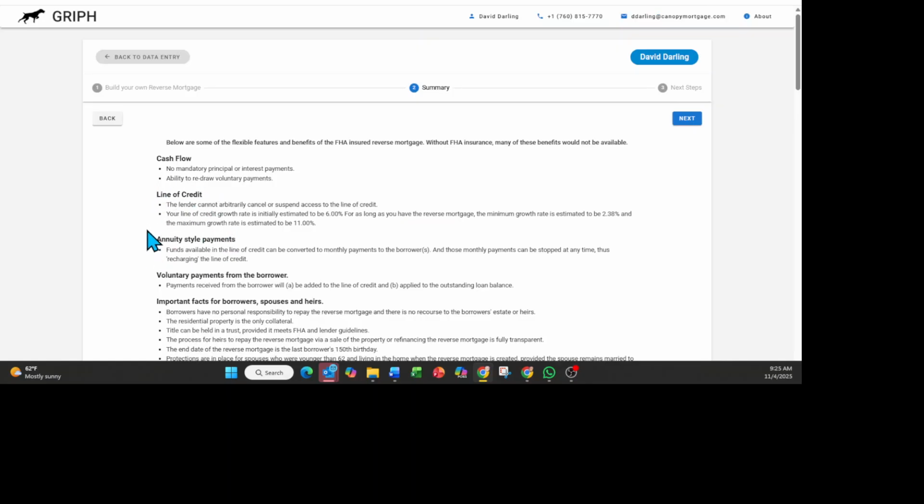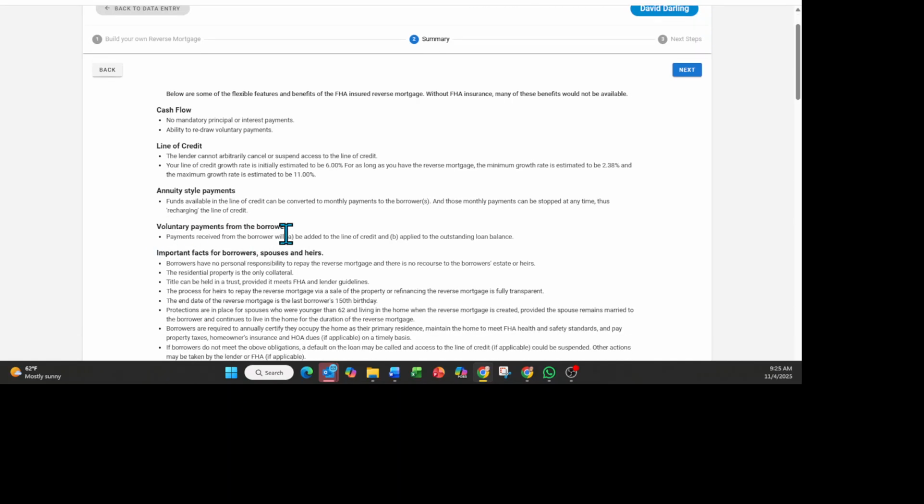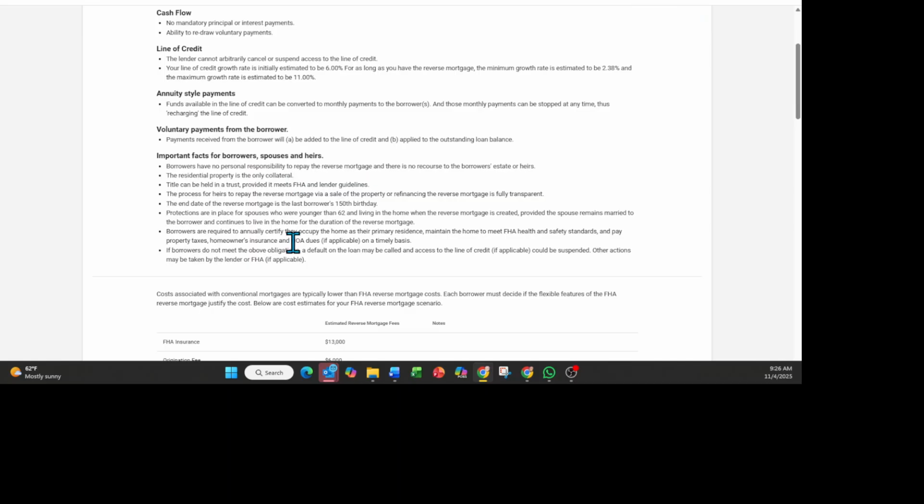It's easy to receive, stop, and start annuity-style payments without major penalties at all. Making a change will cost you $20, that's it. And the positive impact you get from voluntary payments from a reverse mortgage, as well as a few other very important facts and features that should be shared with spouses and heirs.